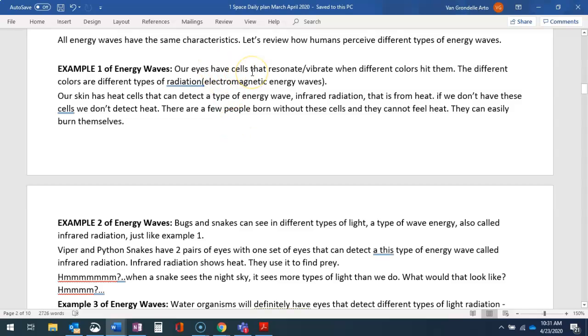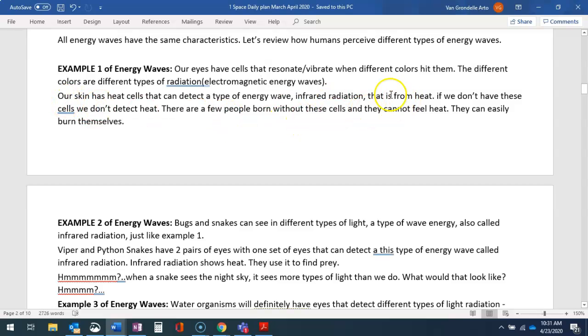Okay, so our eyes have cells that vibrate or resonate when different colors hit them, which are different wavelengths. The different colors are different types of radiation called electromagnetic energy waves. There are many, many more electromagnetic energy waves than we can actually see. Our skin has heat cells that can detect a type of energy wave, infrared radiation.